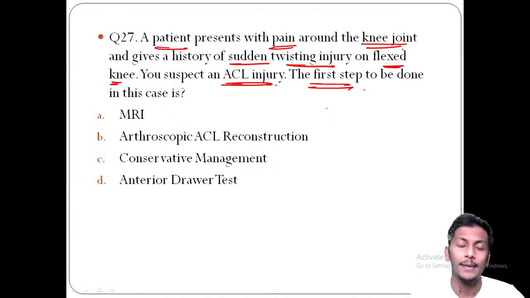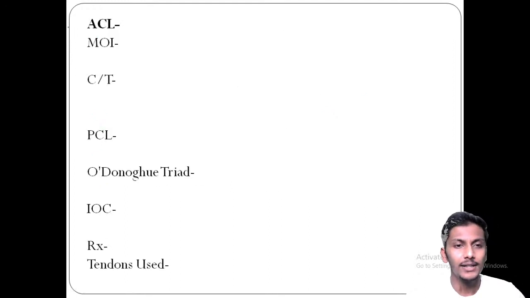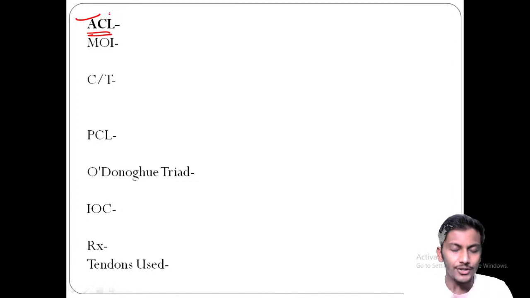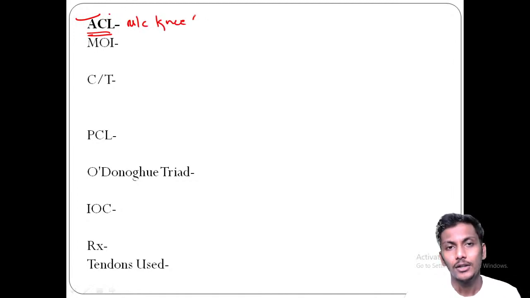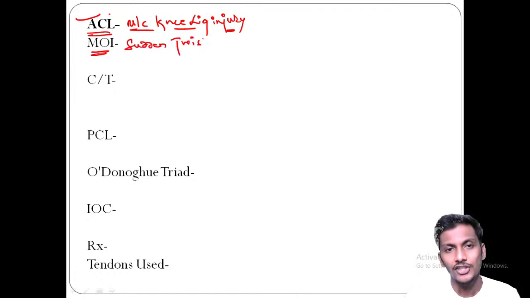The first step that we can do in this case is, but please remember, we'll first discuss important points about your anterior cruciate ligament injuries. So your ACL injuries are very important. Why? Because they are the most common knee ligament injuries. So please remember, if the question is asked, what is the most common knee ligament injury, the answer would be anterior cruciate ligament, ACL injuries. What is the mechanism of injury? So please remember, ACL injuries are due to sudden twisting force on a partially flexed knee.